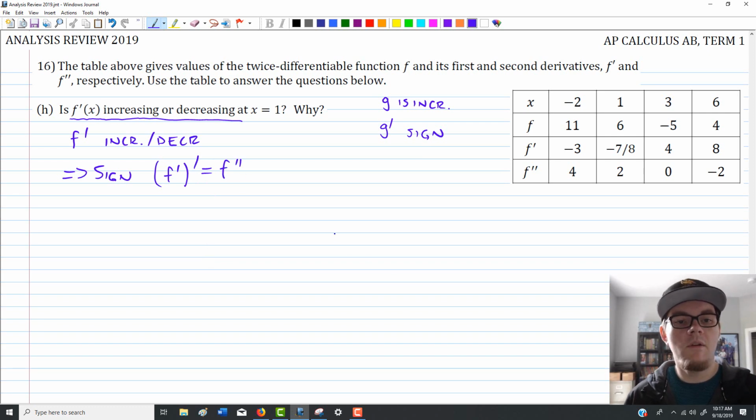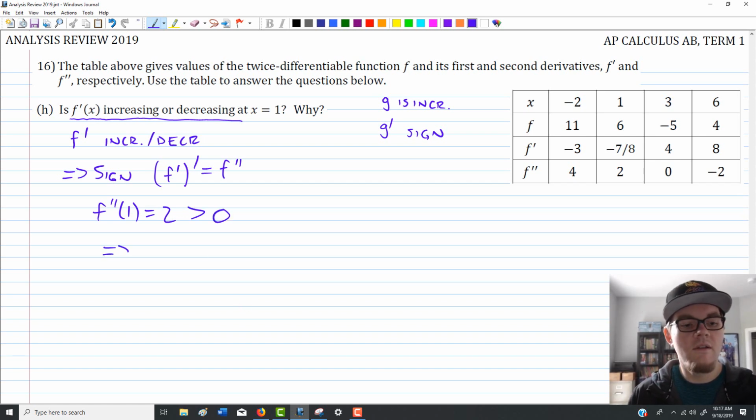So looking up at our table, if we're interested in the sign of f prime prime, otherwise f double prime, we can see that f double prime of 1 is equal to 2. And since that is greater than 0, that tells us that f prime is increasing at x equals 1. Our reason is, as we just saw, that f double prime of 1 is positive.